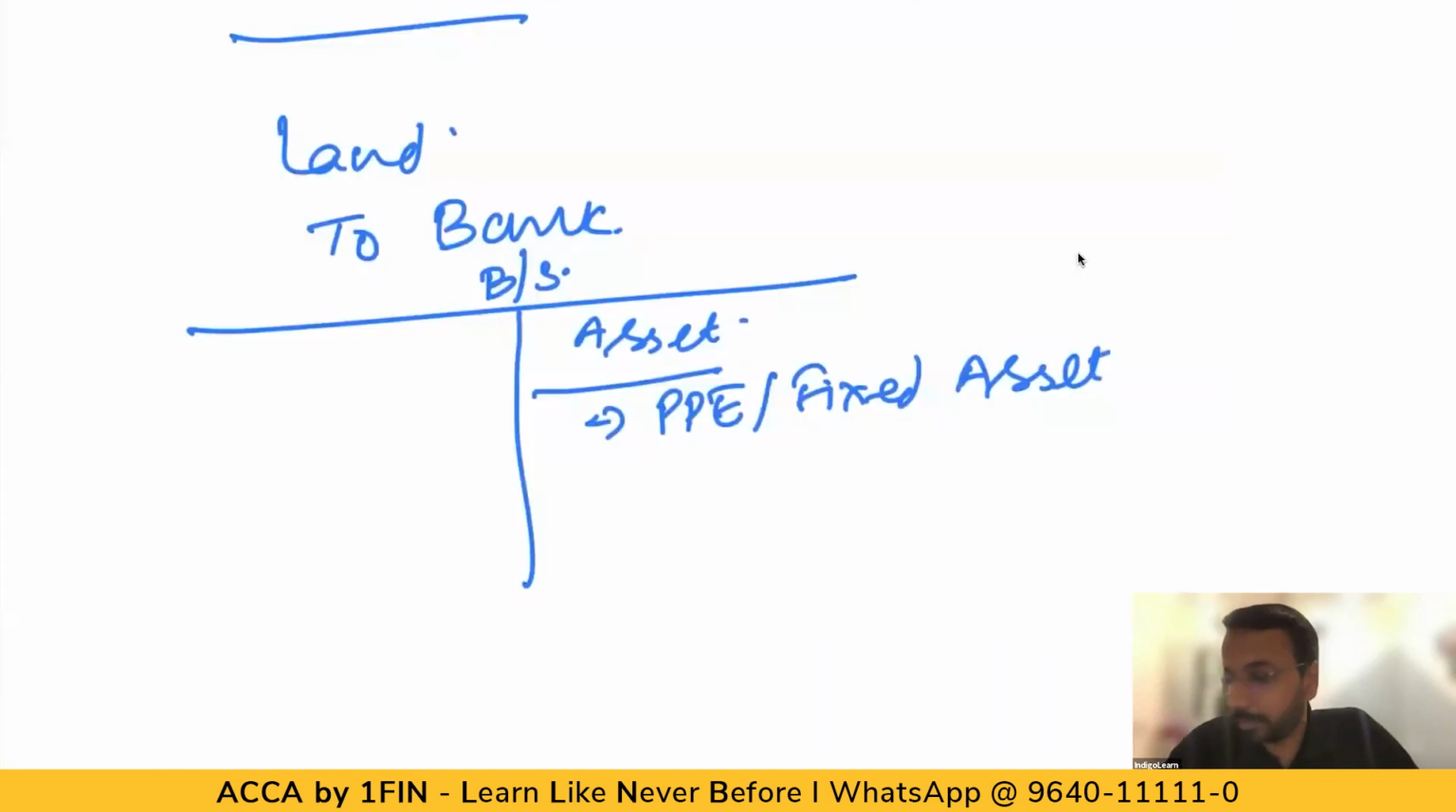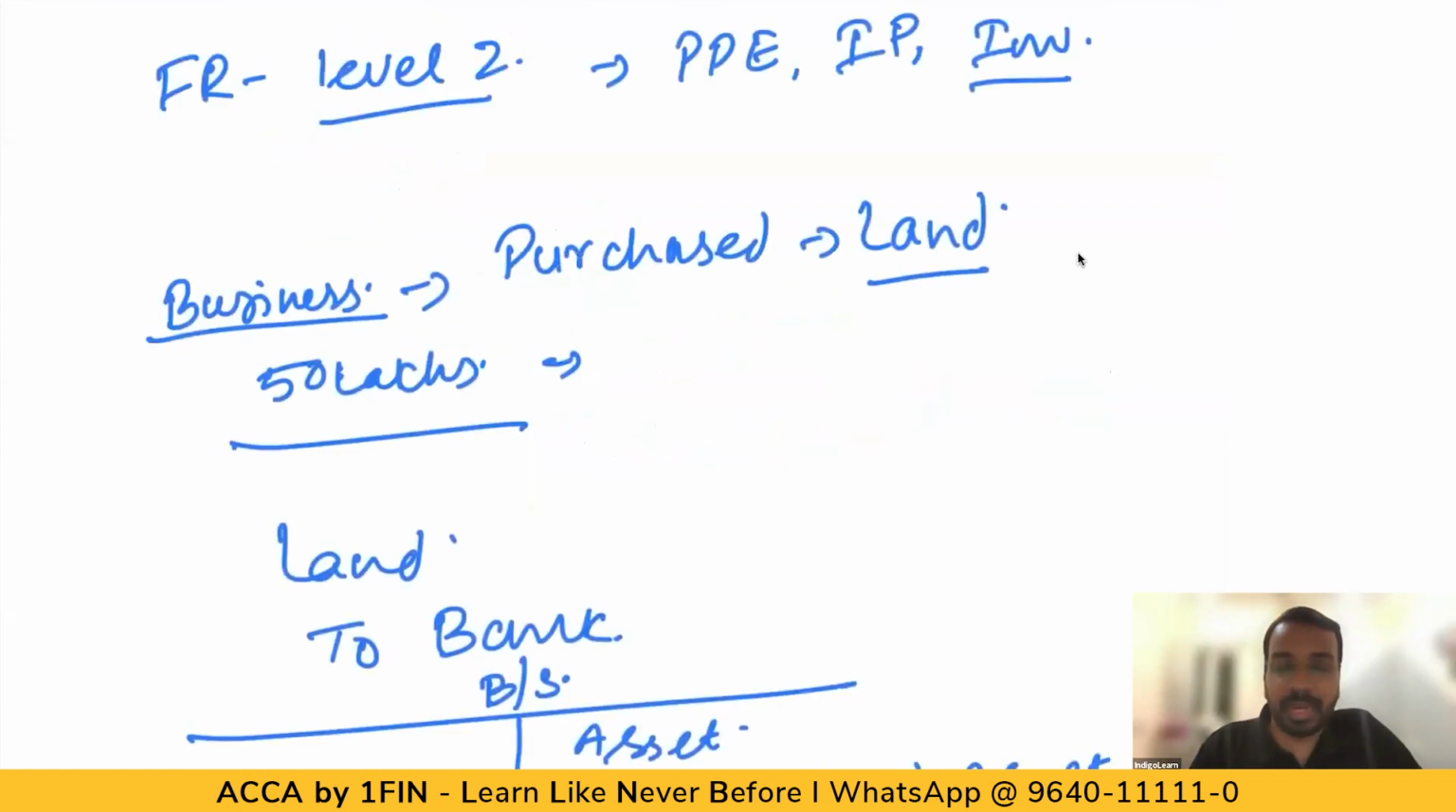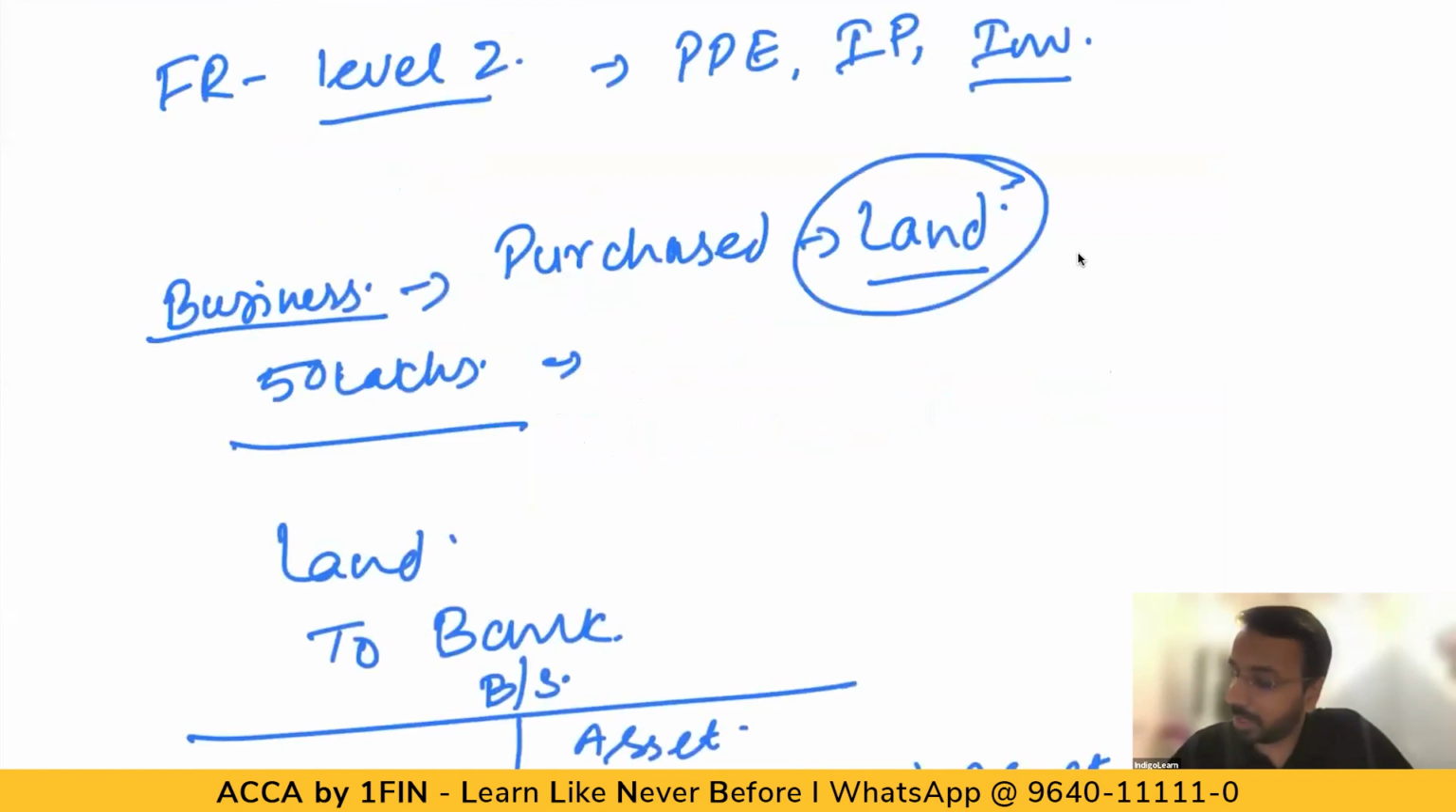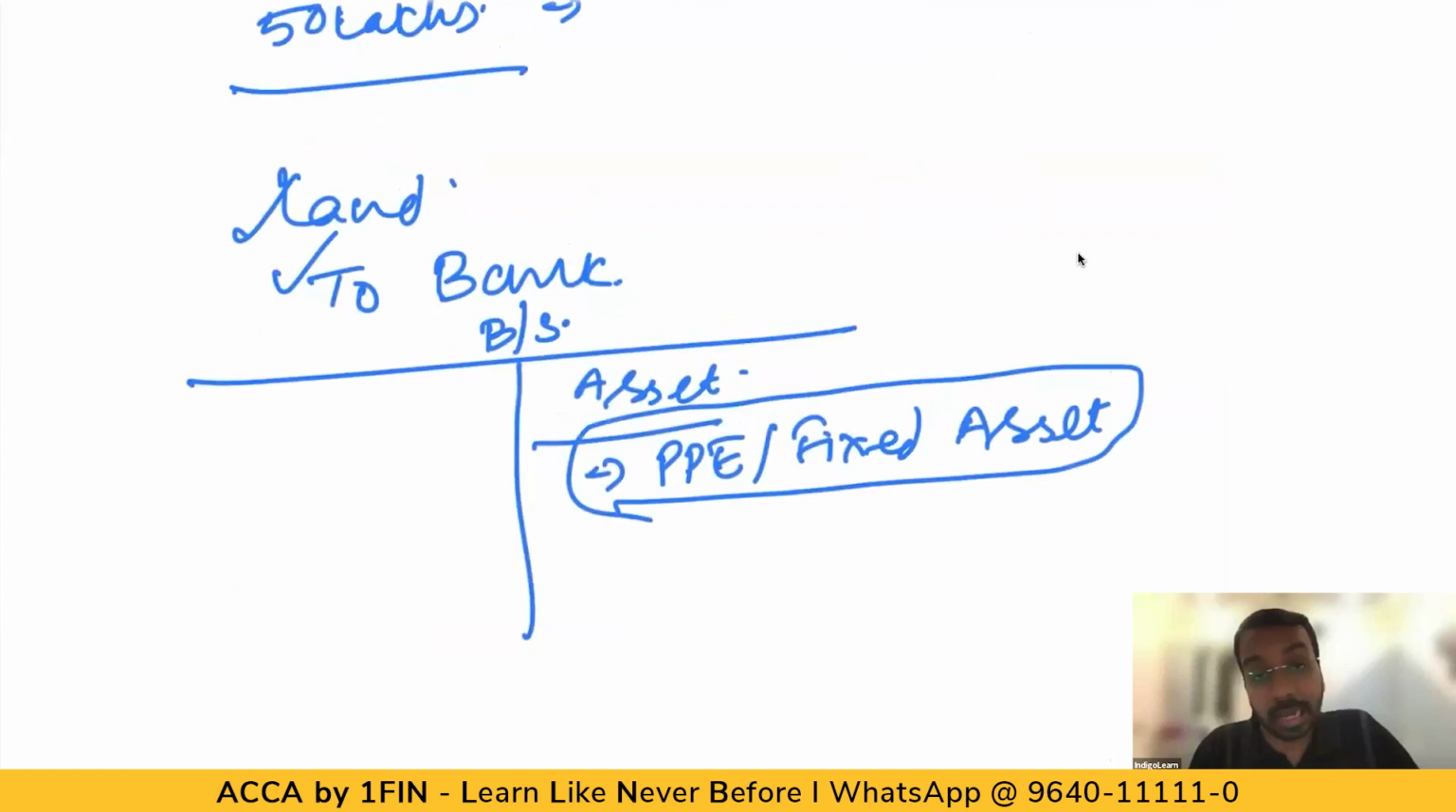Right. Now, I did not give you any other information. I just said we purchased land, and I asked you for an entry. This entry is perfectly fine, land to bank, and we said we'll classify it under PPE and fixed assets. As a student of accounting and finance, one thing you have to keep in mind is that things are not so simple, especially when you move on to a professional course. In a professional course, things are not so simple and straightforward.